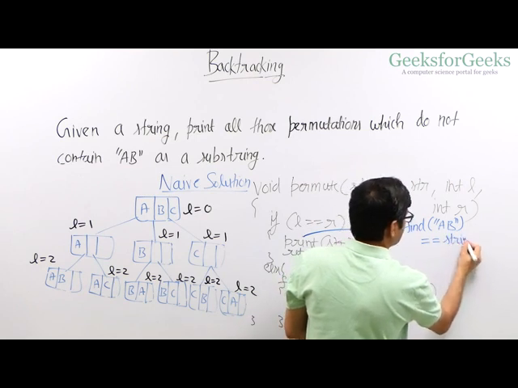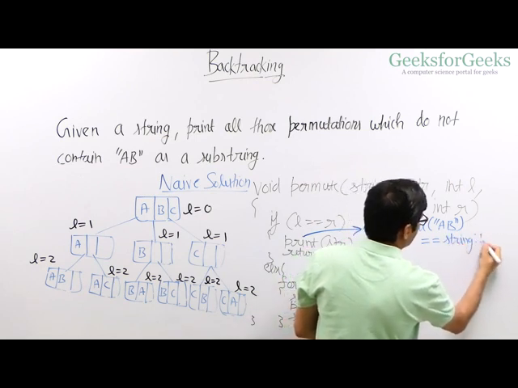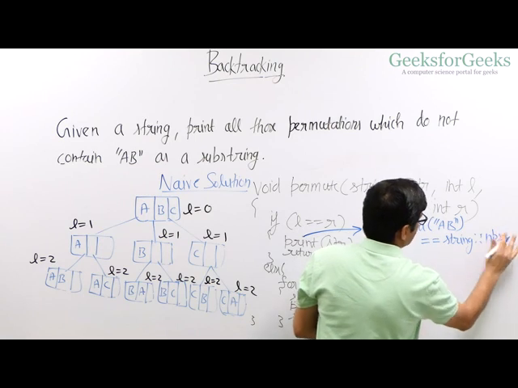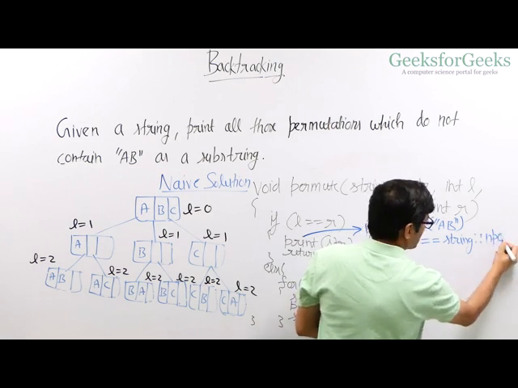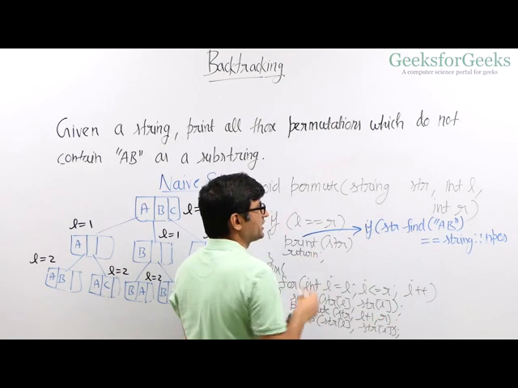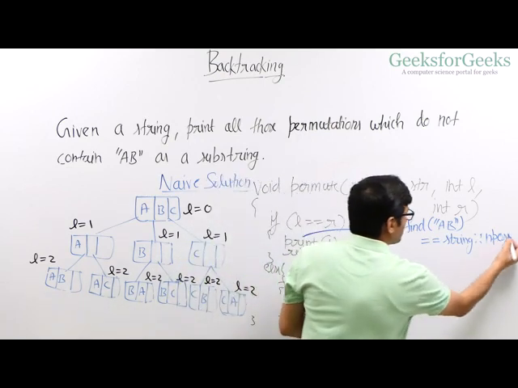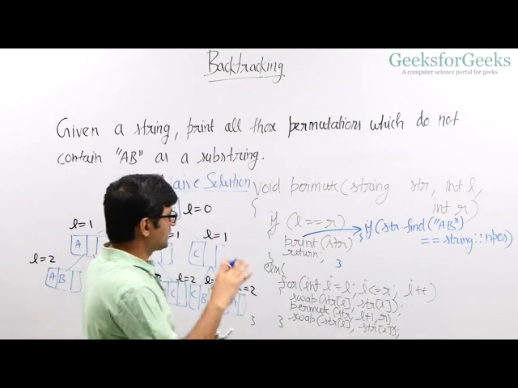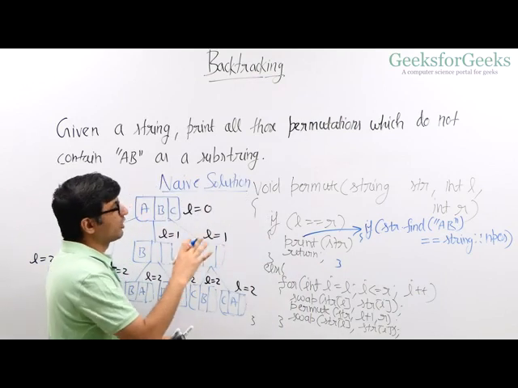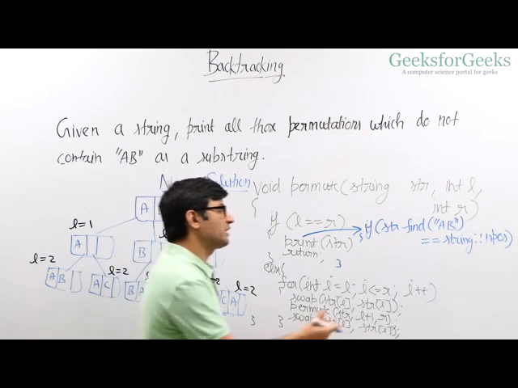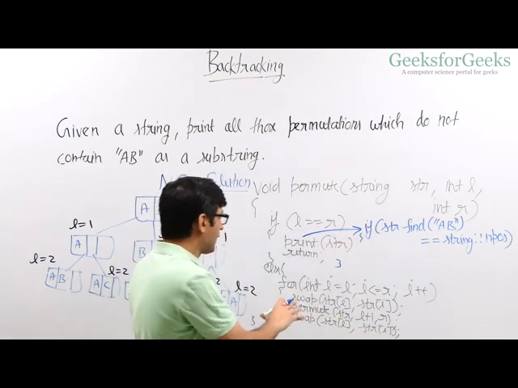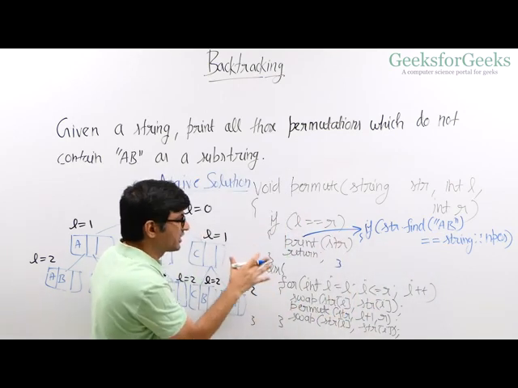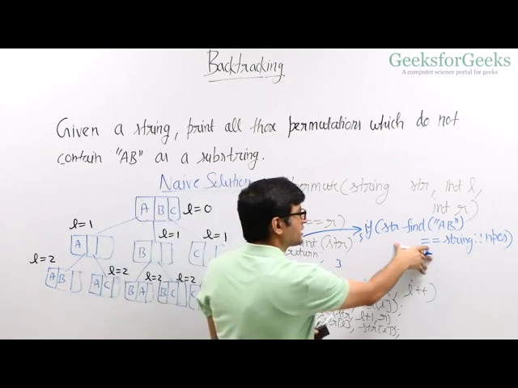npos is a constant in the string class, which indicates not found in the string, right? The substring is not found in str. So if that is the case, then only print it, so I'll put this in the if condition. Now this program prints all permutations which do not have AB as a substring. So what I did, I took the standard permutation generation program and then I added this condition.